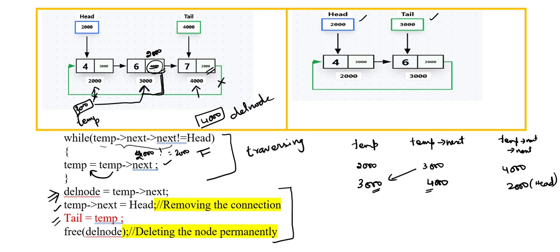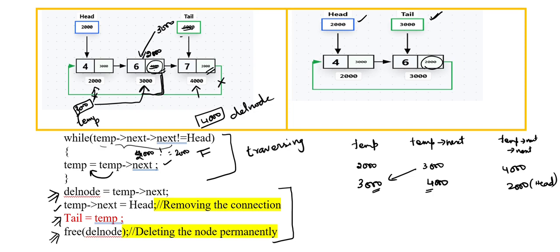And the next step, tail equal to temp. This is tail. What is the temp value? 3000. So temp is 3000 means it is pointing to this node, 3000 node. Okay, tail is pointing this and head is this and this part is 2000. So it is pointing here.